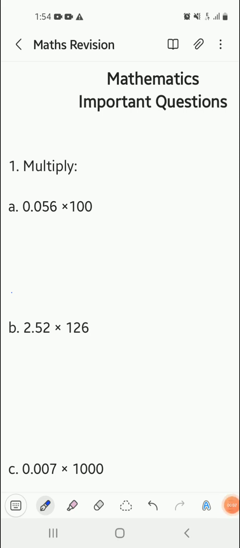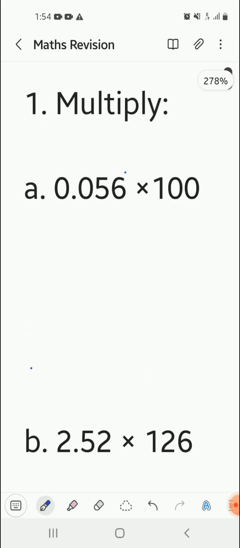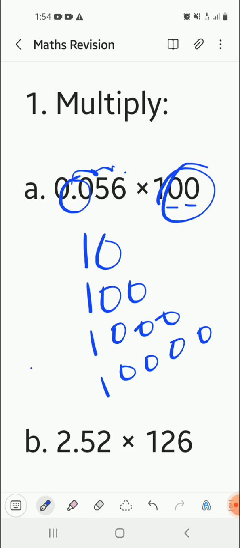Today's topic, we're going to discuss some sums from decimal and percentage. So let's begin. First sum that we've got is multiply 0.056 into 100. Over here you can see there are two zeros. Always remember, if we have got any number that is a multiple of 10, that is 10, 100, 1000, 10,000, and so on, in that case, what we need to do is only shift the decimal places to the right with as many zeros that we have got here, and we do not have to solve the entire sum. We do not have to multiply the sum, we can do it mentally.